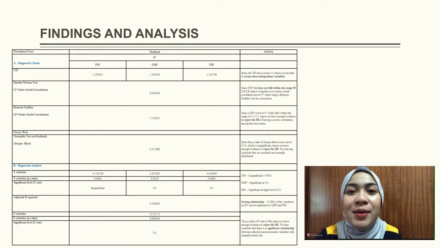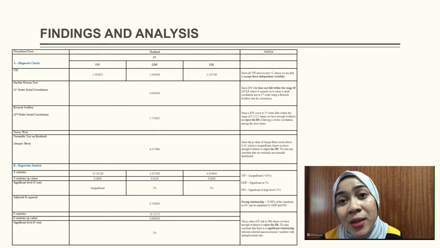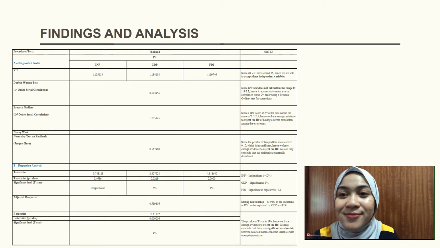As for Thailand, the p-value of Jarque-Bera is 0.517980, which is more than 0.01, and it is considered insignificant. Thus, I have enough evidence to reject the null hypothesis and may conclude that the residuals are normally distributed for the sample of this time series model. Okay, now I continue with the basic time series analysis, which is regression.